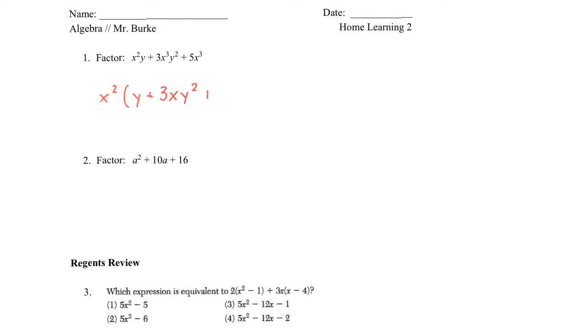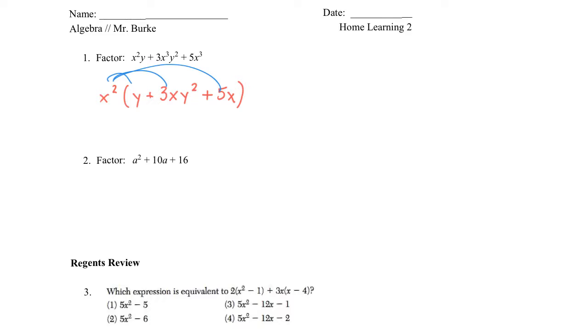Okay, so good so far, plus, what do I multiply x squared by to get 5x cubed? Well, I have to multiply by 5, and then x squared times x gives me my x cubed. Okay, so there's that one. And if you wanted to check that, you could distribute, okay? And then you would see that you would get the same thing, the original. You're going to get that back if you multiply this out.